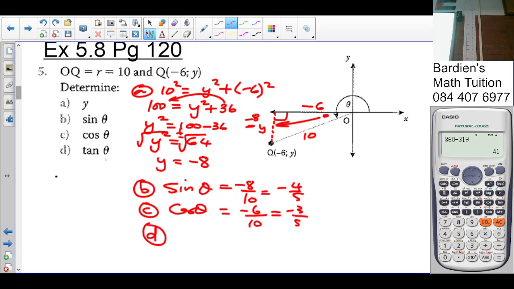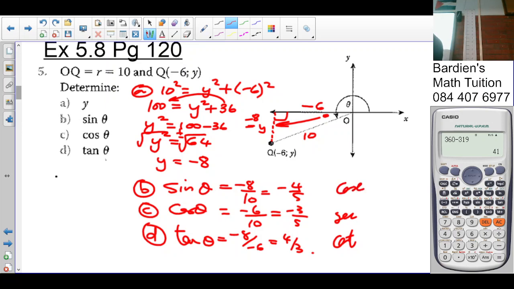D, tan of theta. Tan is opposite over adjacent, which is negative 8 over negative 6, which is 4 over 3. What if they said cot? If it was cot, sec, cosec. Cot is the reciprocal of tan, so it would have been 3 over 4. Sec, reciprocal of cos, 5 over negative 3.